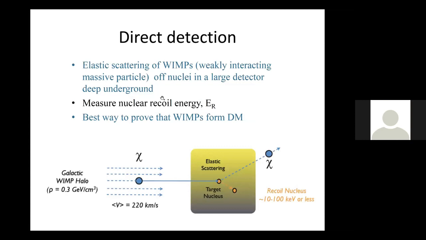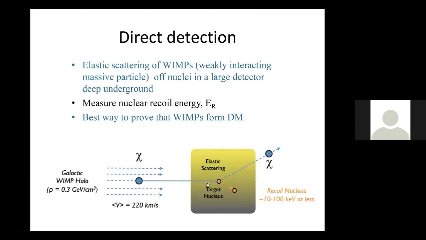It turns out that nowadays some of the strongest constraints on dark matter come from direct detection. So let me take a few minutes to discuss direct detection first in general terms for WIMPs, and then we'll see how this applies to the neutralino and supersymmetry. Direct detection is the elastic scattering of WIMPs off nuclei in a large detector that is hidden deep underground to block the cosmic ray signals. And what one measures is the nuclear recoil energy.